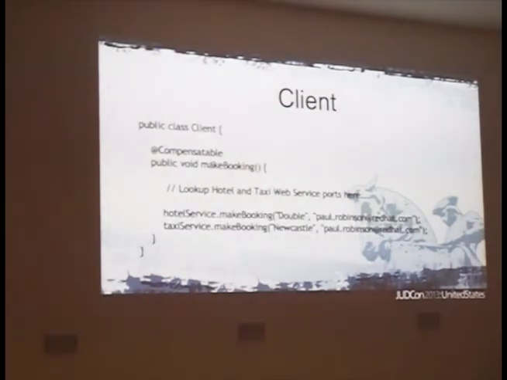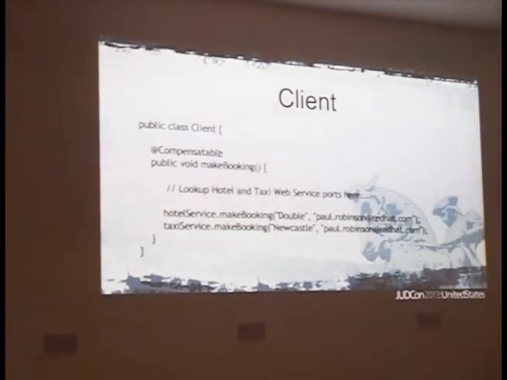Okay, so this is what the client looks like. Similar to the last example, we've got a method that's annotated as compensatable. That's going to begin a new compensation-based transaction if one doesn't exist, or it's going to use an existing one. Now, something I didn't mention in the previous example is that you can also pass in a policy, so you can say it's mandatory. For example, like you can in the JTA world.